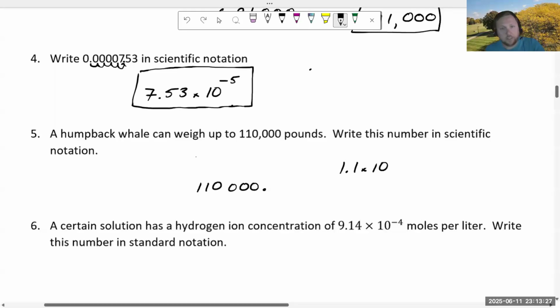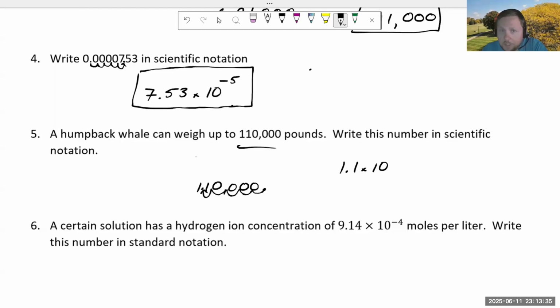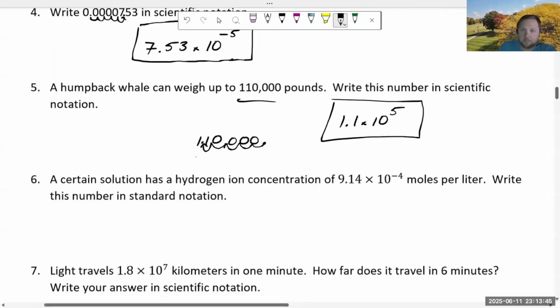Oh no, 5 places. Okay, and I'm starting with a big number. That number's bigger than 1, so since I moved it 5 places, it's going to be to a positive 5. So 1.1 times 10 to the 5.